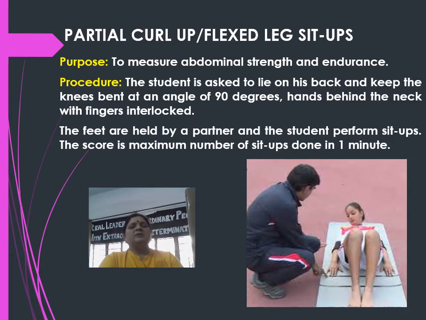And the scoring should be done by recording the maximum number of sit-ups in a certain time period, such as 30 seconds for less than 14 years of age and 1 minute for more than 15 years of age.